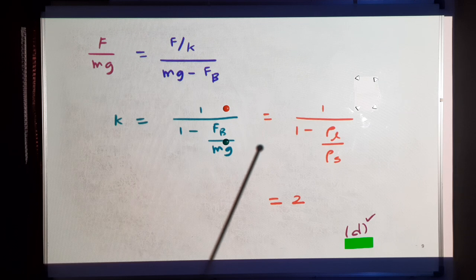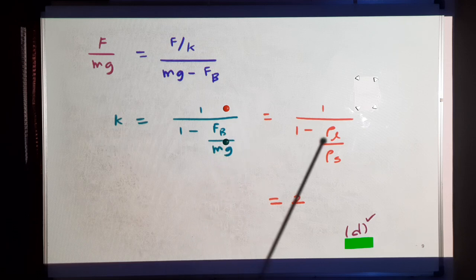So from this, I'll get K as this one, and the buoyancy force is the weight of the liquid displaced. So it's the density of the liquid into the volume of the sphere, and this m is the density of the sphere into volume of the sphere. So this ratio will become the ratio of the densities of liquid and solid.